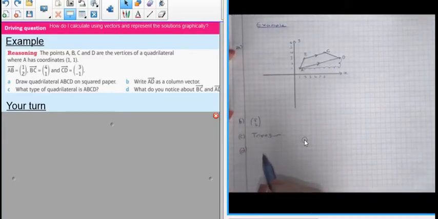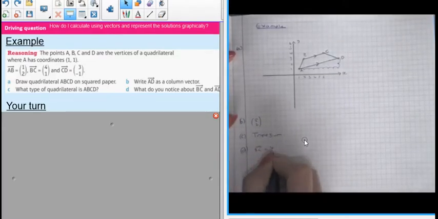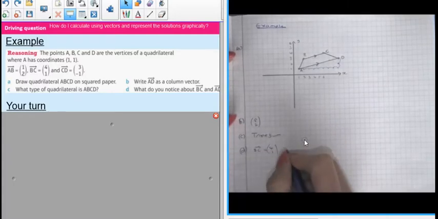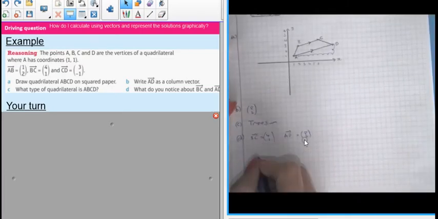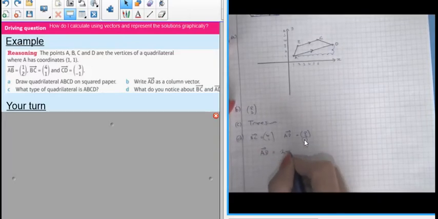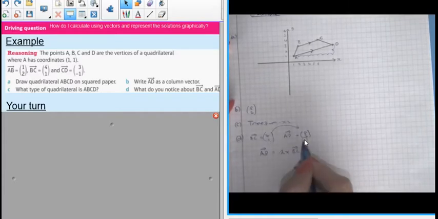Part D, what do you notice about BC and AD? So we know that vector BC is (4, 1), and vector AD is (8, 2). AD is 2 lots of BC. 4 times 2 is 8, 1 times 2 is 2.